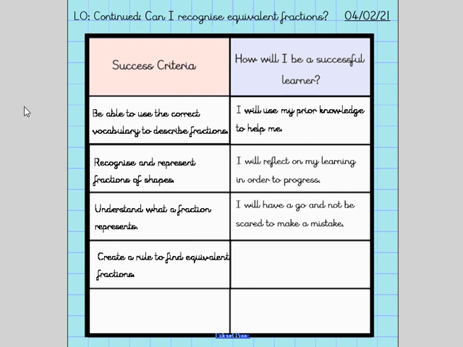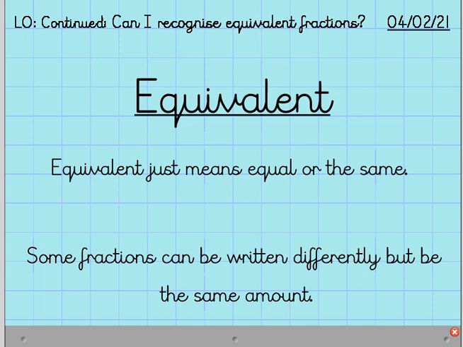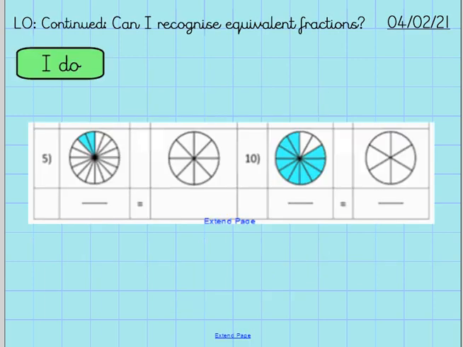So, just a quick recap on yesterday. Remember, equivalent just means equal or the same. So we're finding fractions that are equal to each other. Yesterday when we looked at the chocolate, all three children that were going to get some chocolate were going to get the same amount of chocolate, but that was recorded as a different fraction. So we had a half, we had 6/12, and we had 3/6. So all of those different fractions led to the same amount. So your work yesterday looked like this. So let's have a look at what you were doing yesterday.